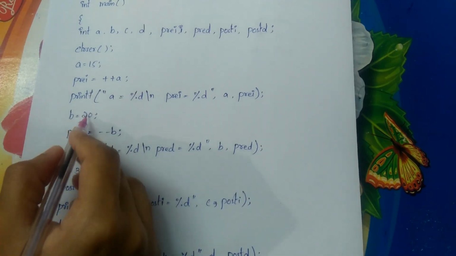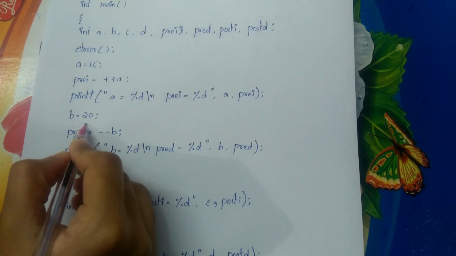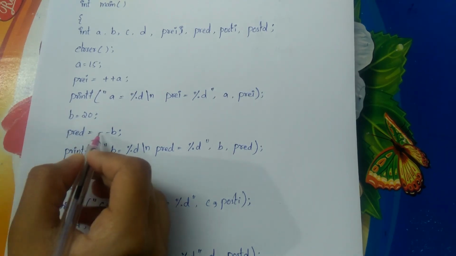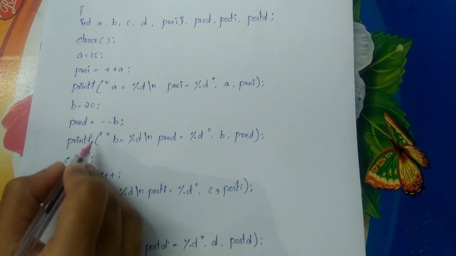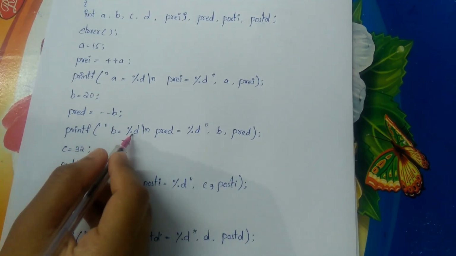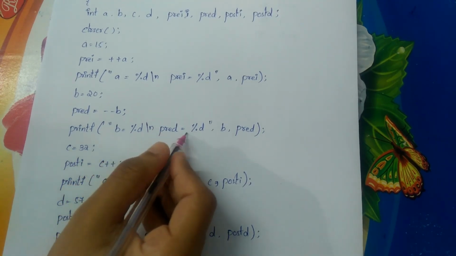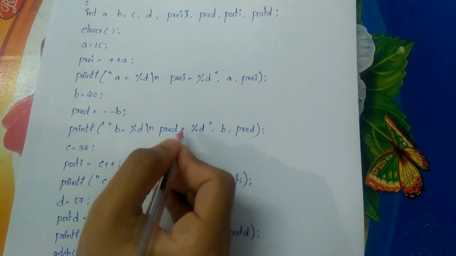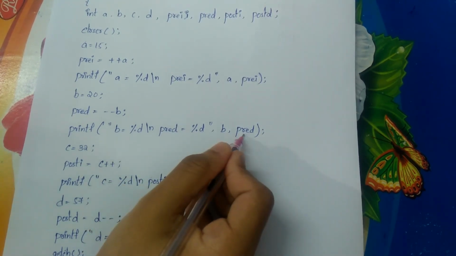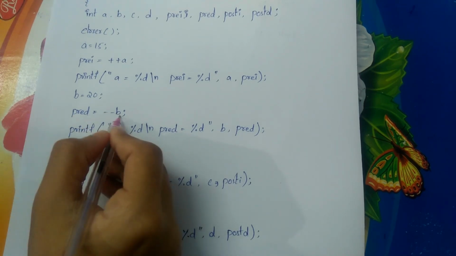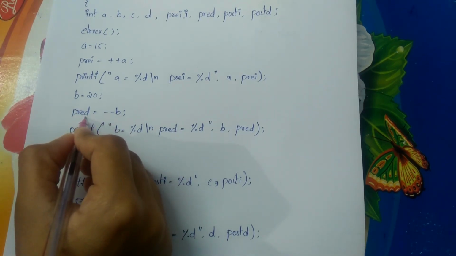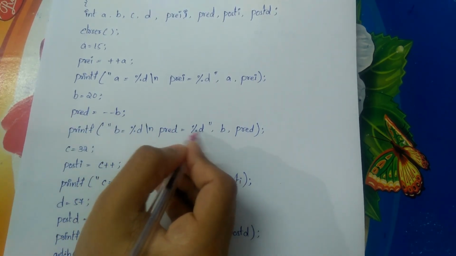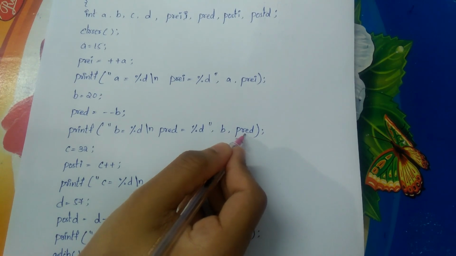Now next I am taking the b variable, that is for the pre-decrement. So b is equal to 20 and pre-d is equal to --b. Now the next printf, b is equal to %d and \n pre-decrement is equal to %d. The first %d is for the variable b and the second %d is for the pre-decrement. So the value after the decrement will be stored in pre-d. When we are printing here, that %d will be replaced by the pre-decrement value.